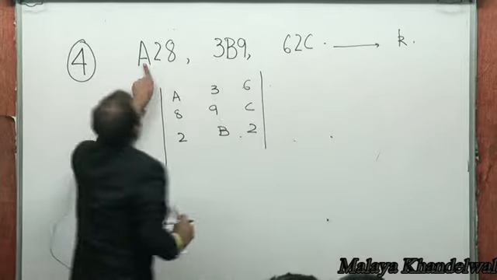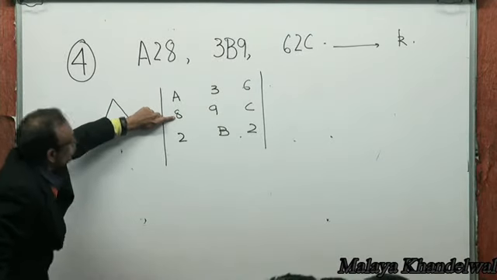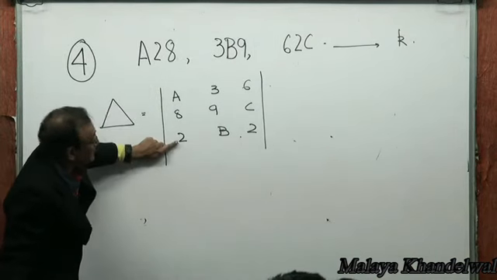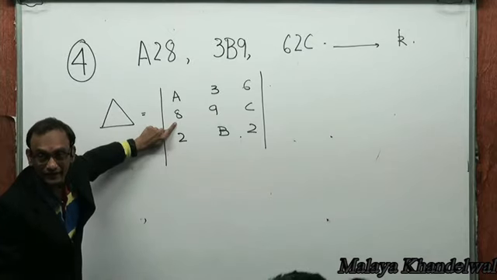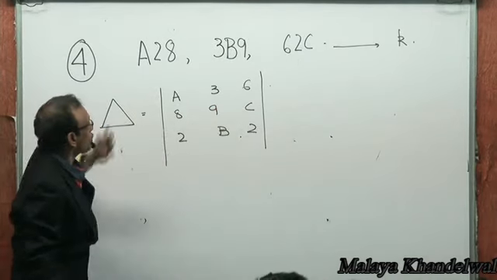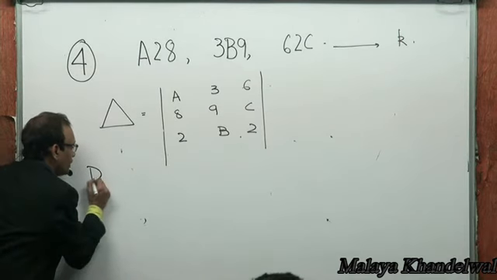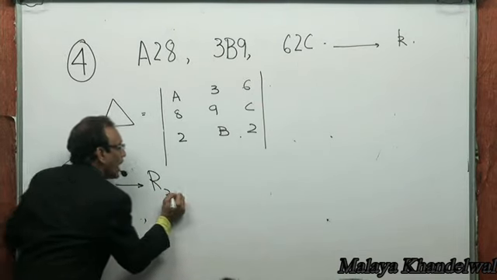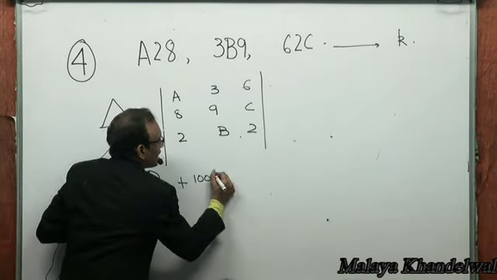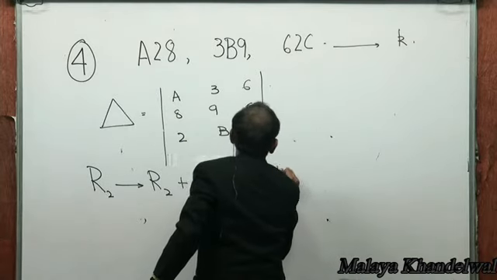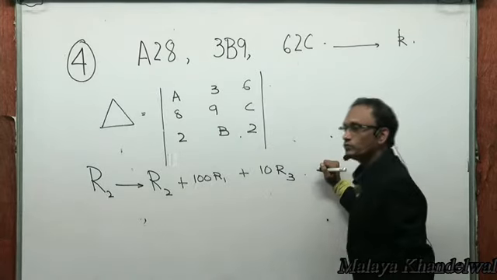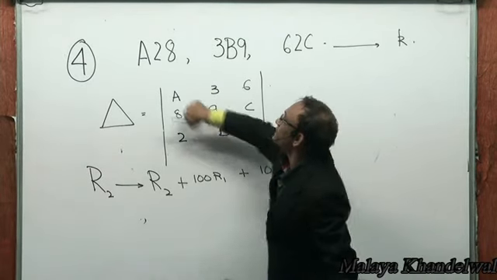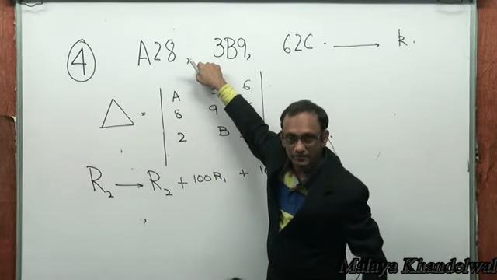Now, see, for example, to obtain A28 in row 2, I add 100 times row 1, that will give me 100A, and 10 times row 3. Then I'll get A28. Yes or no? Same with other entries. So the operation I perform is on R2: R2 is replaced by R2 plus 100 times R1 plus 10 times R3. 100 times R1 means 100A, plus 20 plus 8, would give me A28. Yes or no?